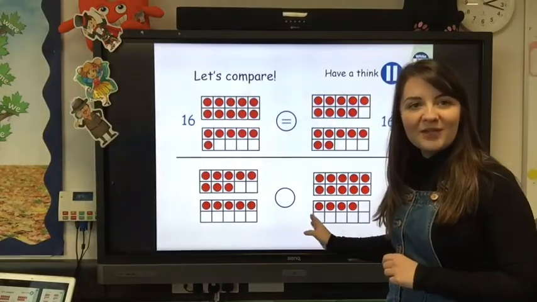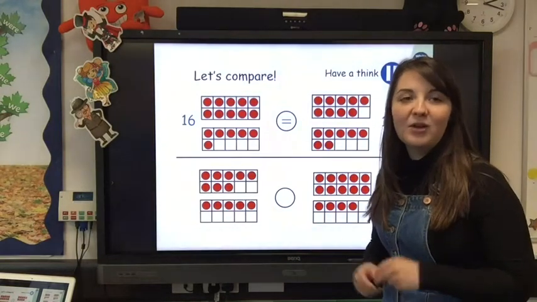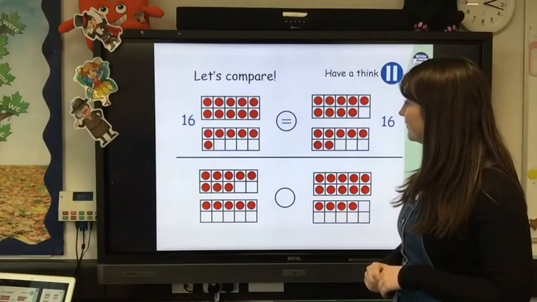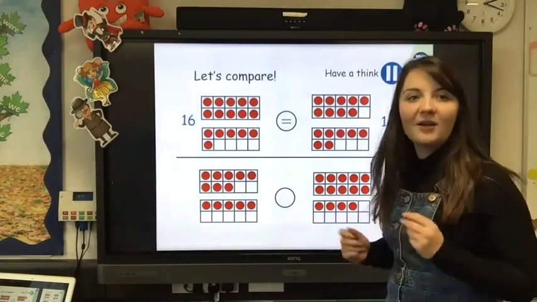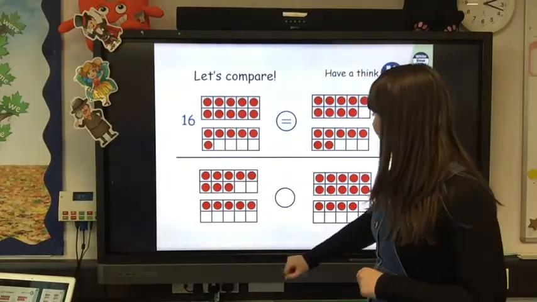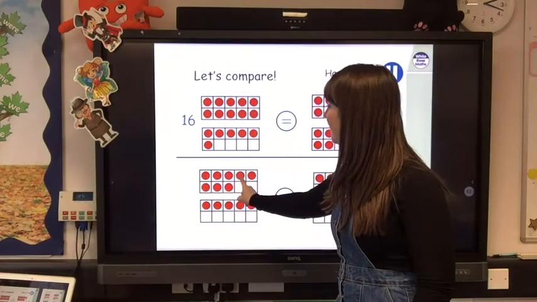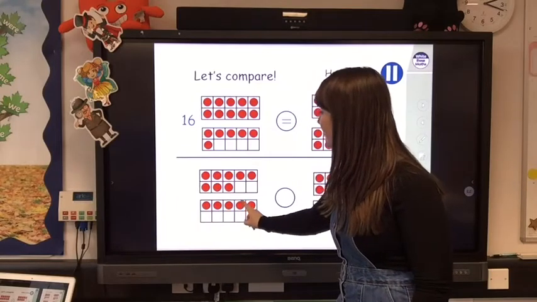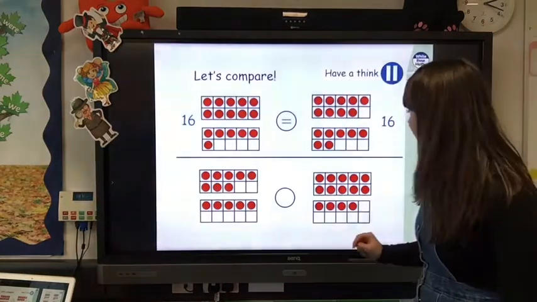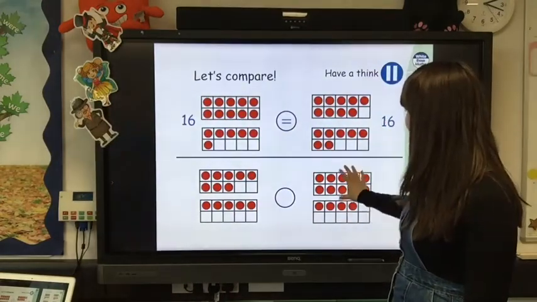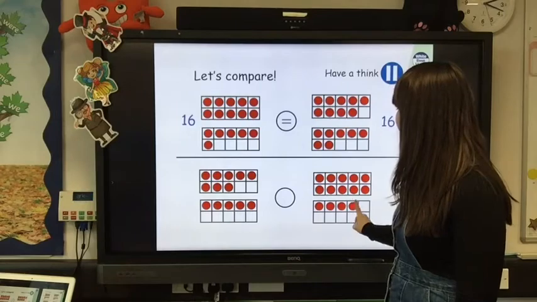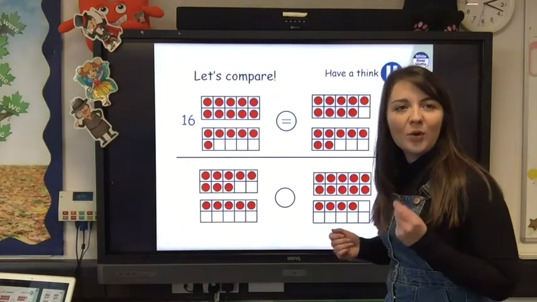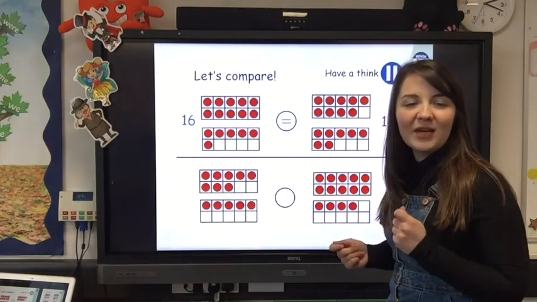Okay, pause the video and have a go at this one by yourself. Write down the numbers and then put your compare symbol in the middle. Okay, let's find out how many are on this side. We have 1, 2, 3, 4, 5, 6, 7, 8, 9, 10, 11, 12, 13 on that side. And, oh, I have a full 10, 10, 11, 12, 13, 14 on that side. So we have 13 and 14. What compare symbol do we need to use, which is greater than?